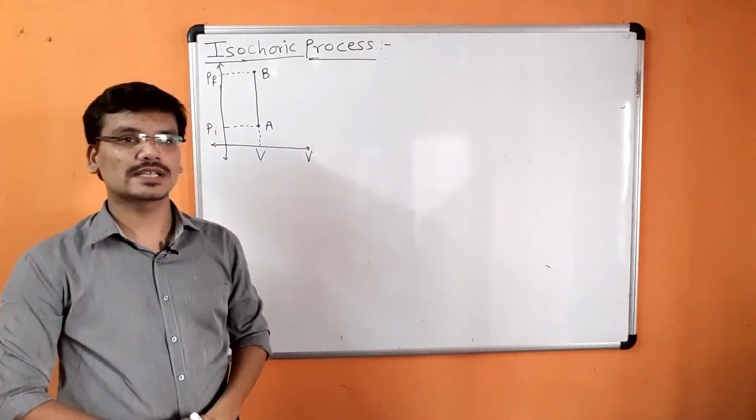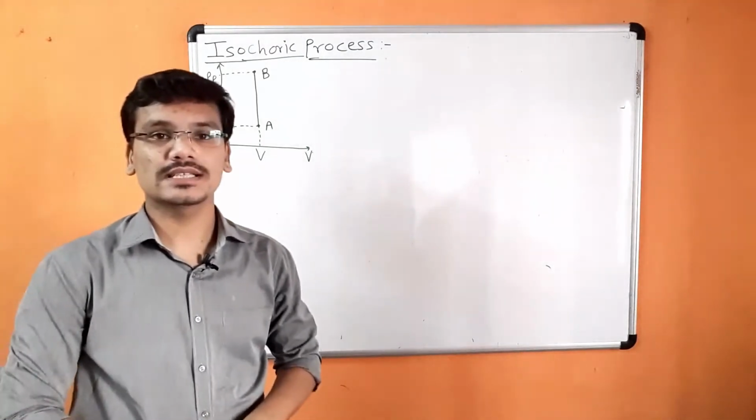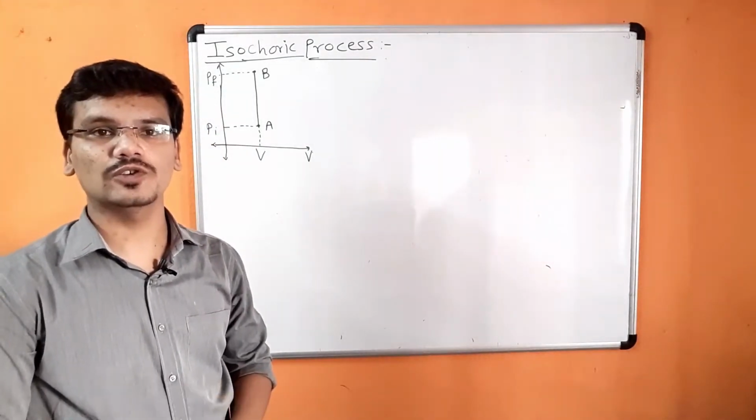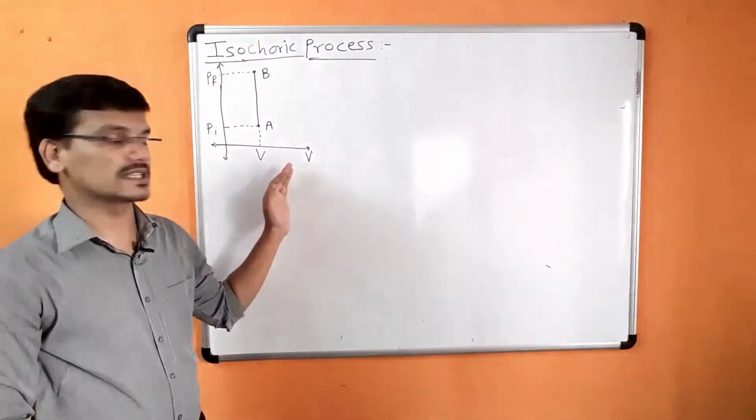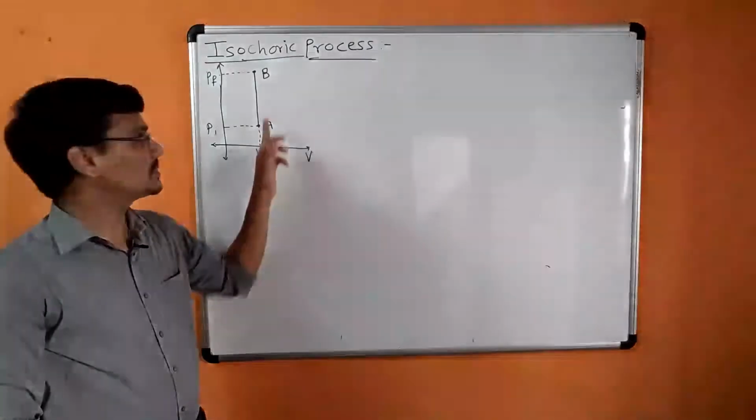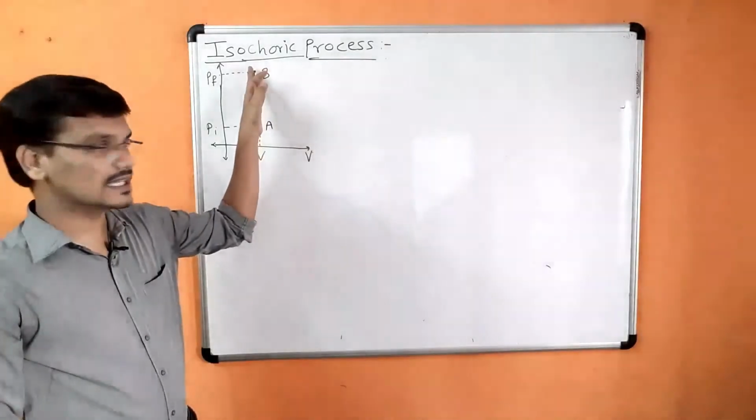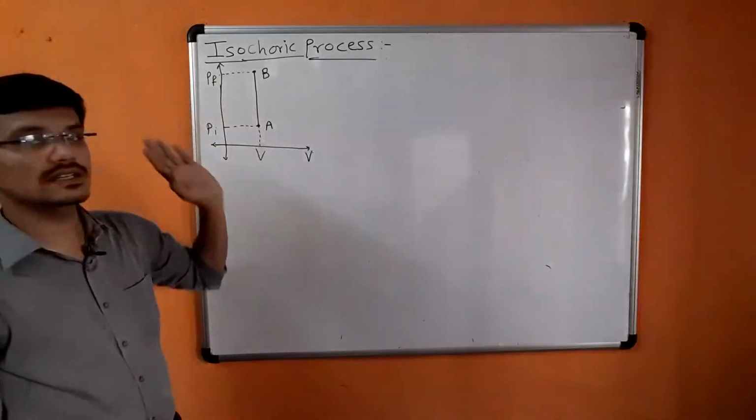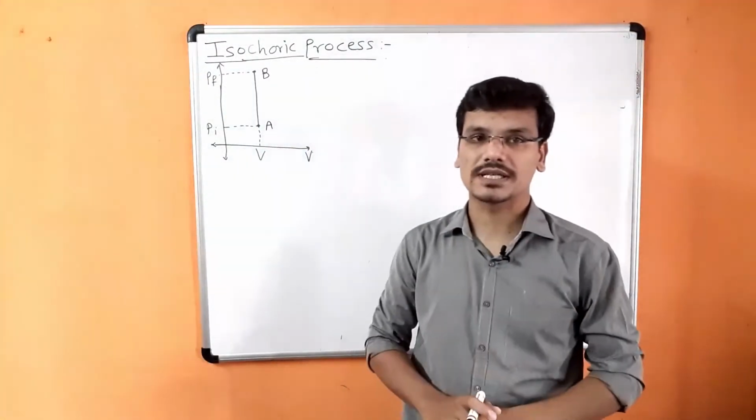Now, next process is isochoric process. Isochoric process is the constant volume process. The PV diagram for the isochoric process: A is the initial state, V is the initial volume, Pi is the initial pressure, B is the final state. For final state, again volume is V and Pf is the final pressure. This is the constant volume process.